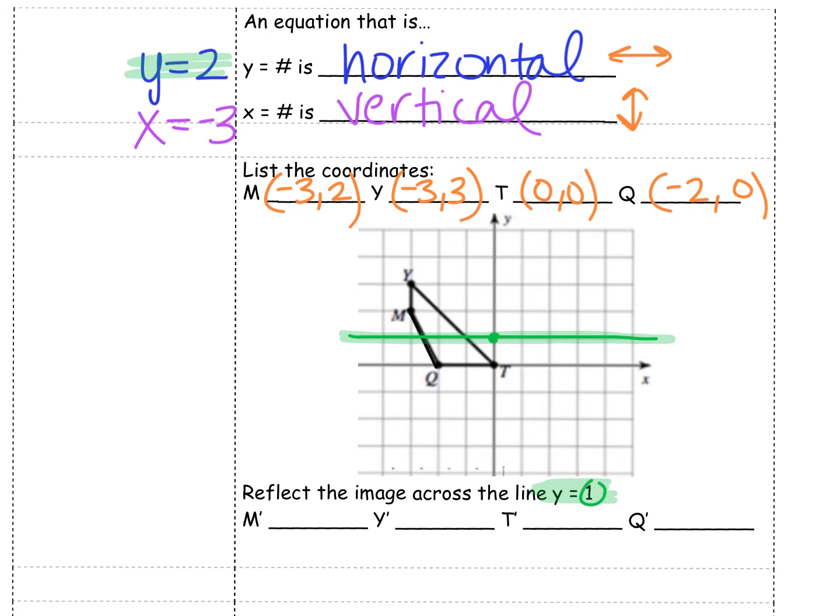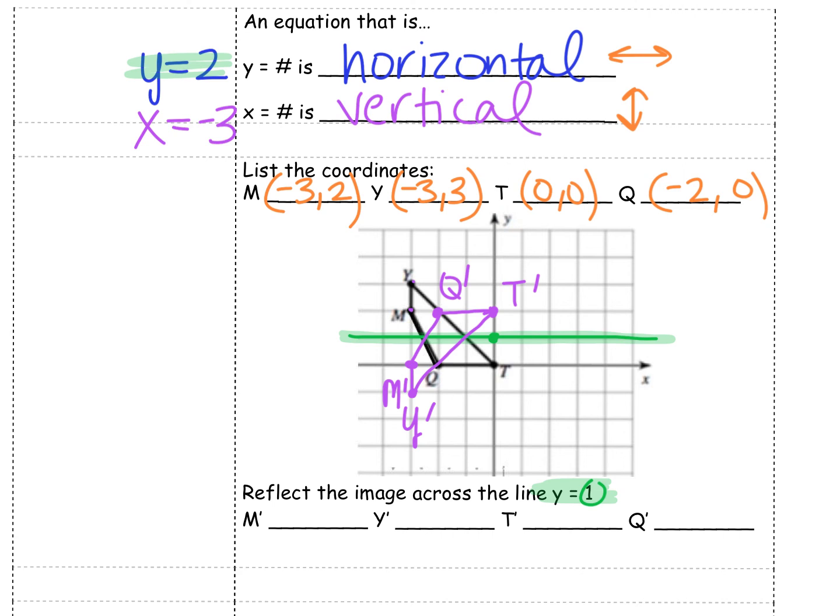And what that looks like, we need to figure out how far are the points from that line. So M is 1 point above that line. M prime is going to be 1 point below. Y is 2 points above. Y prime is 2 points below. We're going to flip our Q prime and our T prime. Then we reconnect that shape. Remember, it should be the same shape, just flipped over, which it is.